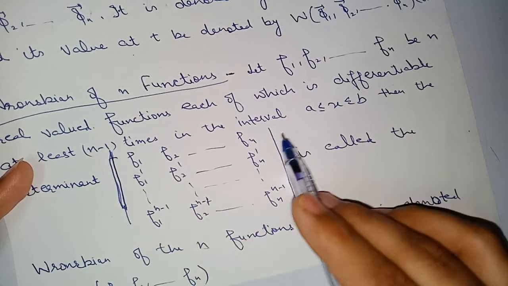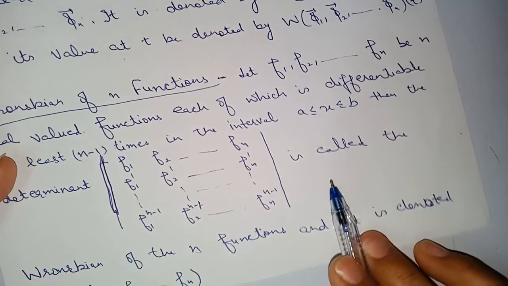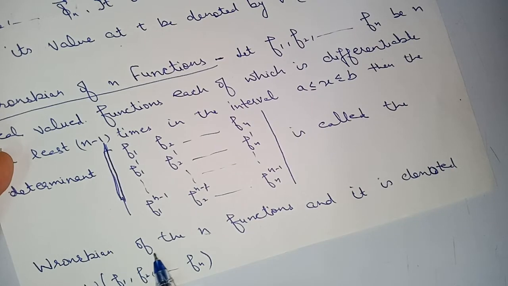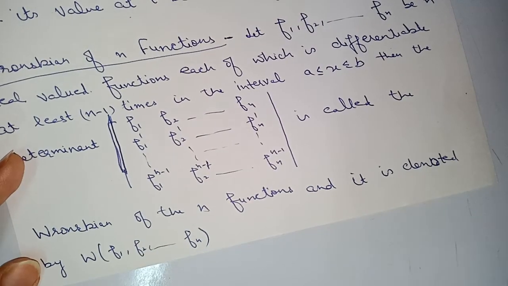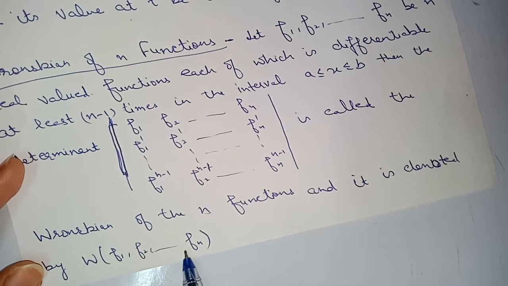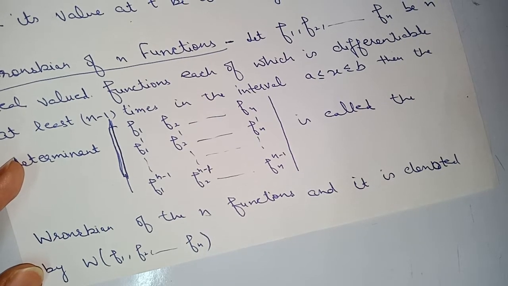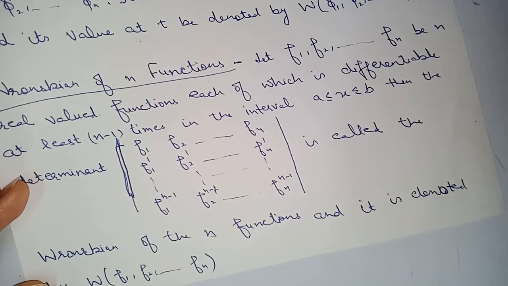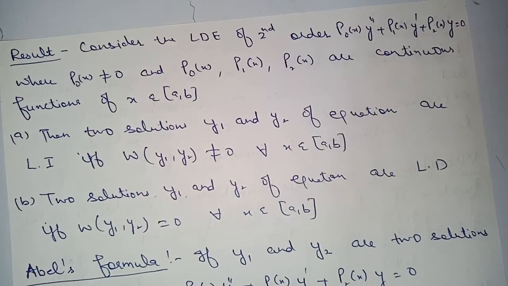So if we find the determinant of this n cross n determinant, it is called Wronskian of n functions, and it is denoted by Wronskian of f1, f2 up to so on fn. So these are the definitions of Wronskian of a function. Next, we have some results based on Wronskian.